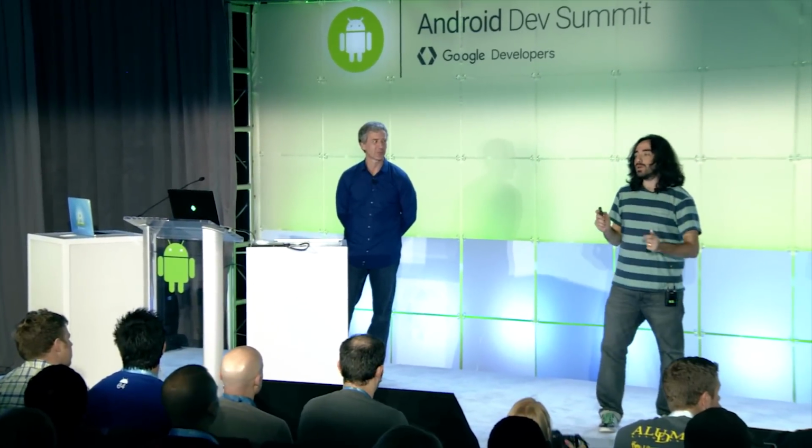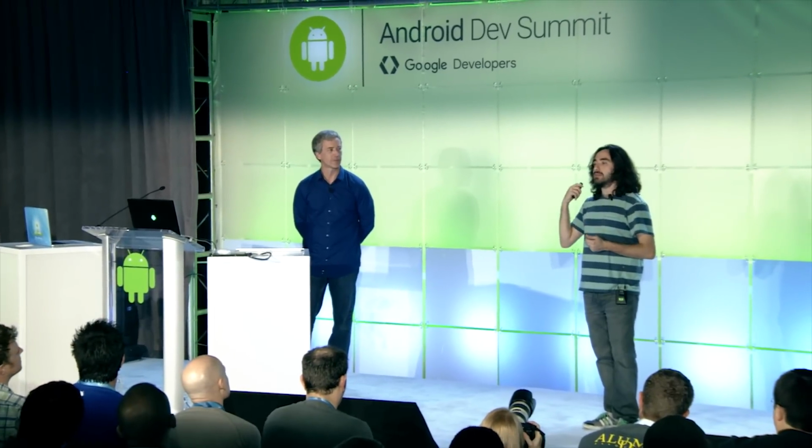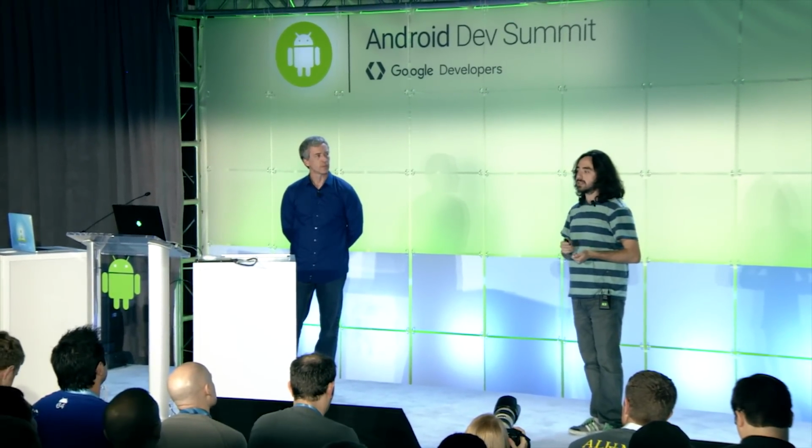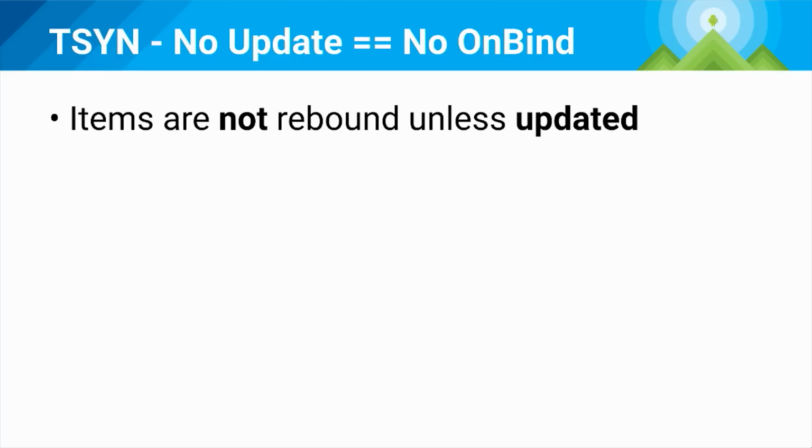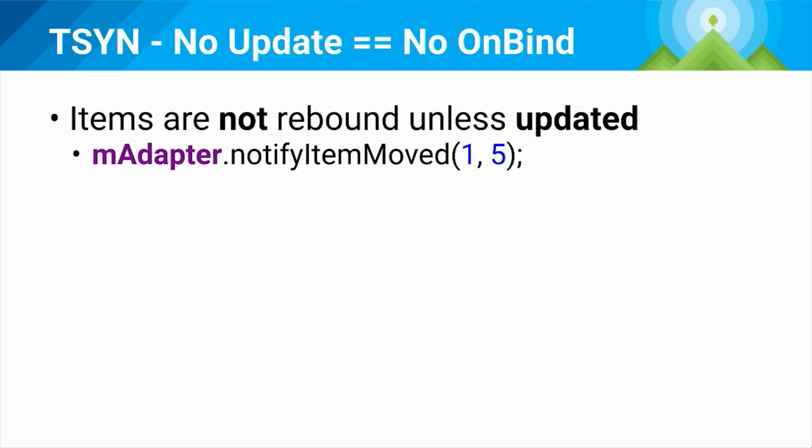OK, so we wanted to touch base on some important things about RecyclerView that we think you should know about. So no update means no onBind. This is one problem when people transition from ListView and come with the same expectations. RecyclerView is different. So if you don't tell us that an item has been updated, we are not going to rebind it. How do you update an item?